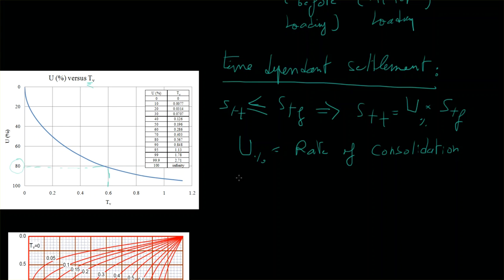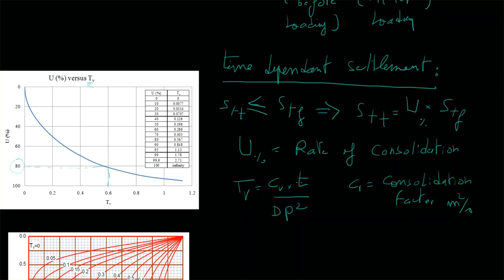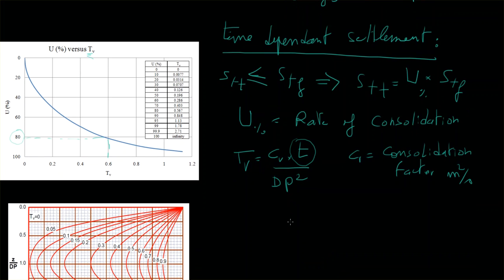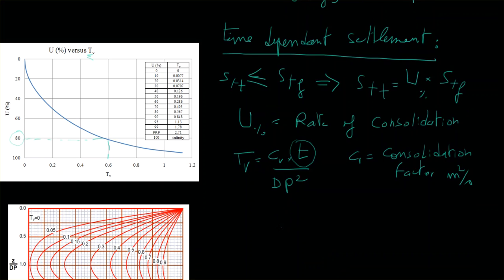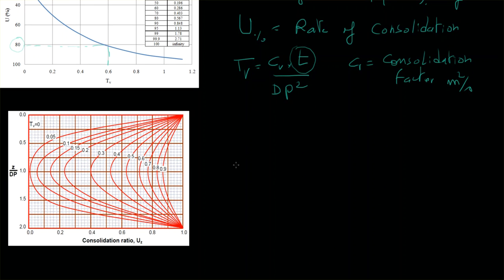What is TV? TV is defined as C sub V times T over dP squared. Now C sub V is the consolidation factor, which is meters squared per second. T is the time that we need to find the settlement at, and dP is called the drainage path. So let me get to the drainage path.